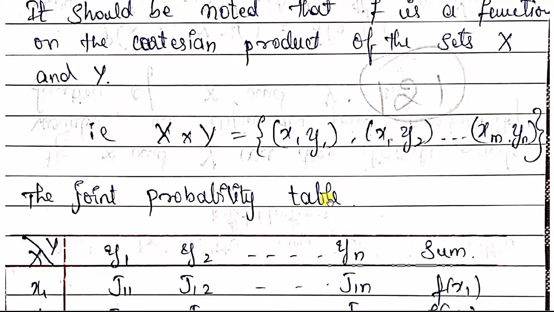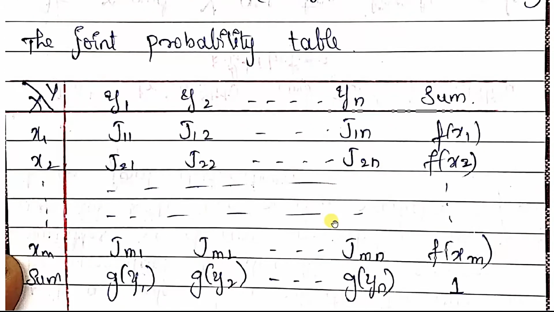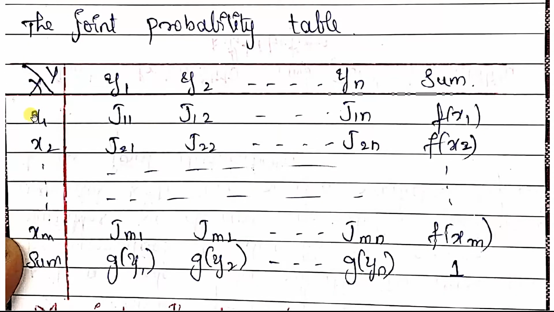Okay, the joint probability table will be given like this. This is the joint probability table. See, these are the x random variable, these are the y random variable, and J11 is the Cartesian product of this and this. See, x1 y1 is J11, x1 y2 is J12. It must be identified like this. x1 y3 is J13, x1 y4 is J14. Must be identified like this. Similarly, x1 yn is J1n.